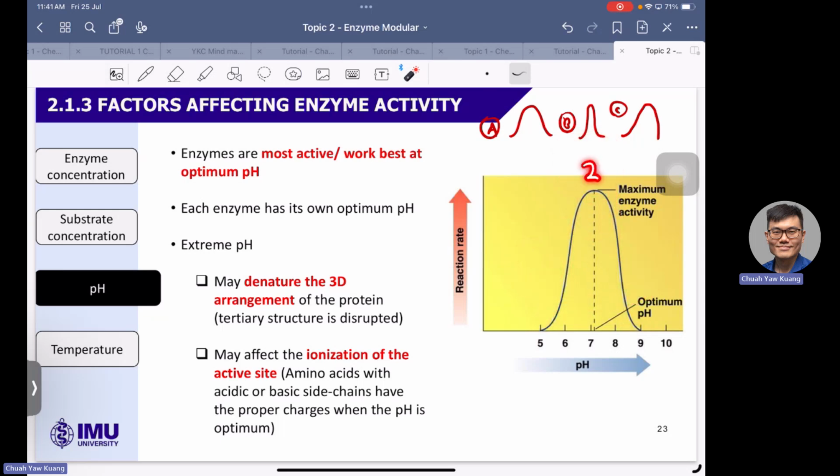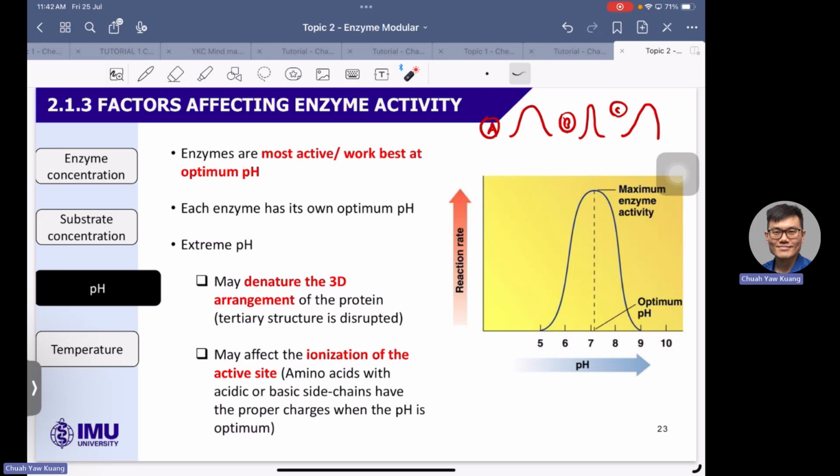So how do I explain that? For 2, the optimum pH, the first part of the graph that I will explain is here. The rate of reaction will achieve the highest rate of reaction at the optimum pH. That's the first one.